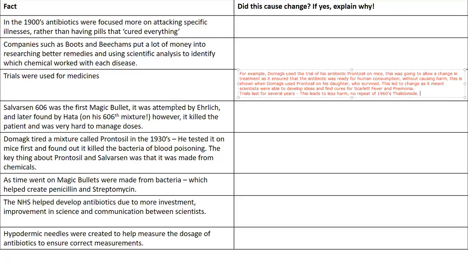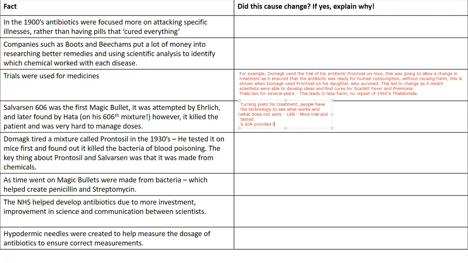Okay, even the information about Salvarsan 606 killing the patient, it's still important. This is a turning point for treatment, because people have the technology to see what works and what doesn't work. Remember, we go to the stage here where people are working in a laboratory. So there's more trial and testing. And yes, even though Salvarsan 606 killed people, Salvarsan 606 proved that chemical treatment can be an option, which led to work such as Domagk.